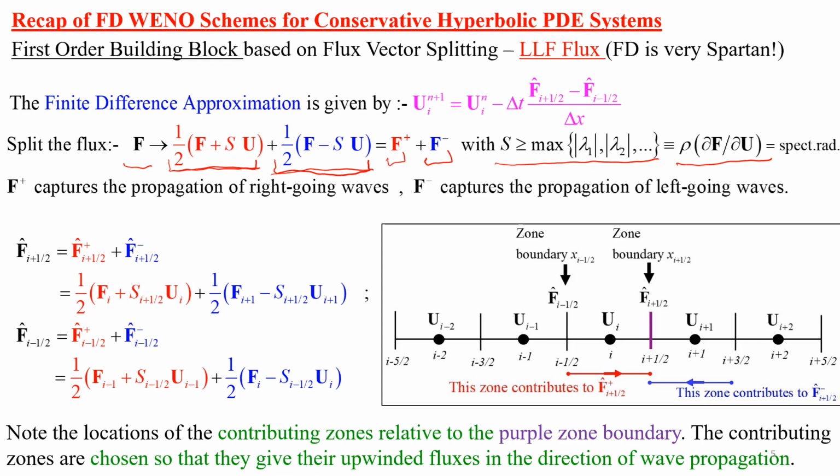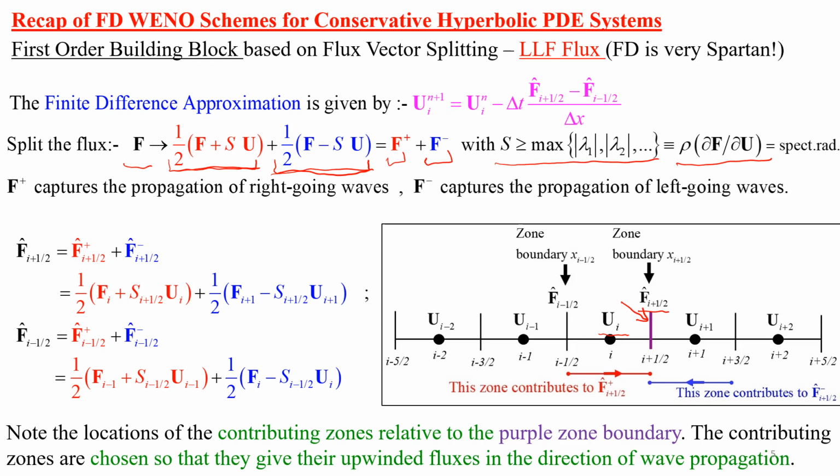And with this, we can now go ahead and specify the flux at the zone boundary I plus a half. What if we want F plus? We will get that from the zone UI, which contributes right-going waves. And so at this zone boundary, we will obtain F minus of I plus a half.